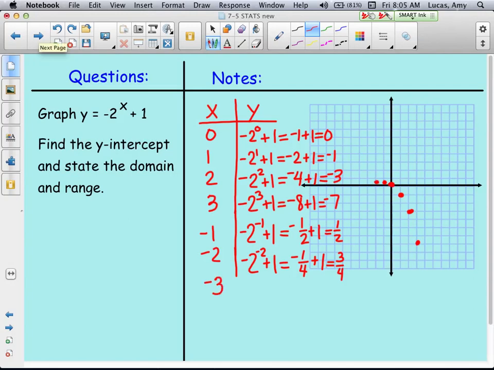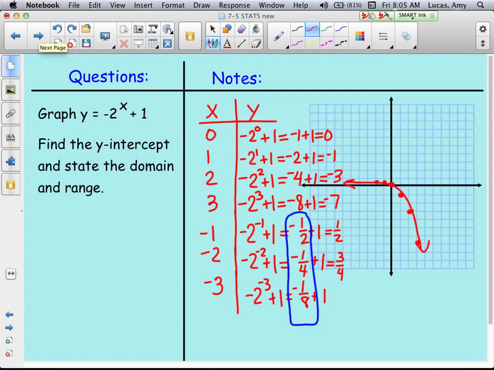I could keep on doing this. So -2 to the negative third plus 1, that would be the reciprocal of 2 to the third, so that would make it 1/8 plus 1. So you can see that it's going to get closer and closer to 1 because these fractions are basically being subtracted from 1. So you're never actually going to reach 1. That's important for when we do our domain and range.